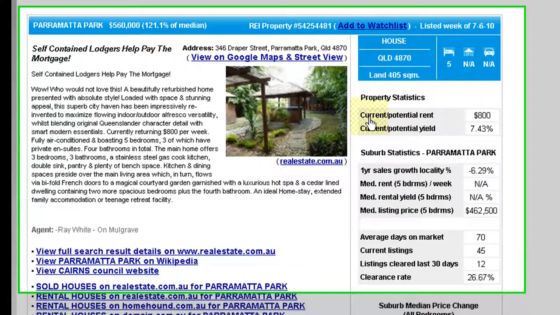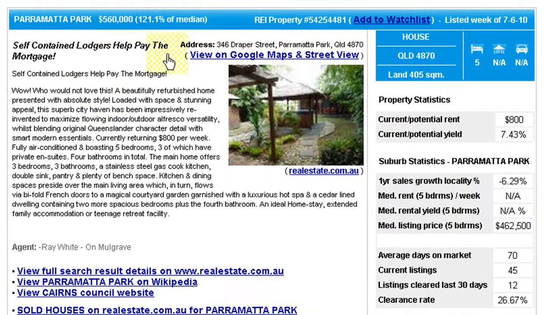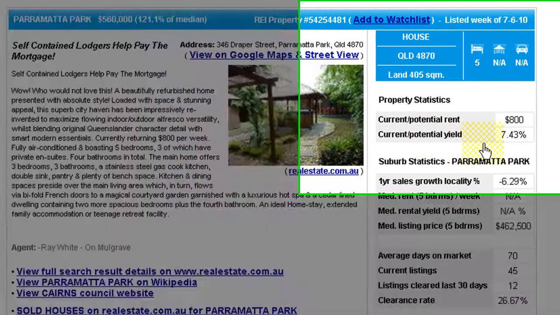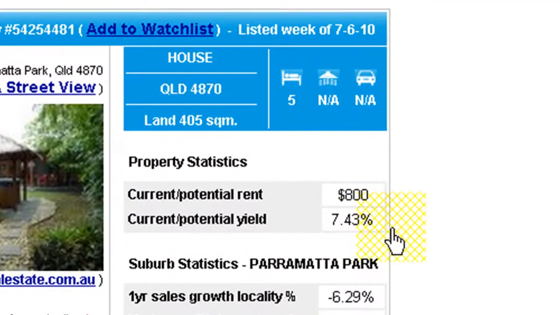Here's the first example here. Parramatta Park, this property here is on the market for $560. It says here in the description, currently returning $800 per week in rent. Now normally as an investor you'd have to get a calculator, you'd have to work out what that means. Investor Search has automatically pulled that $800 a week out, divided it into the asking price and automatically calculated that it's a 7.43% yield. So very easy for you to find positive cash flow property.